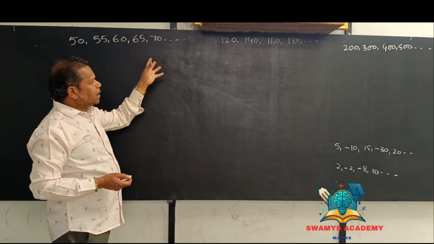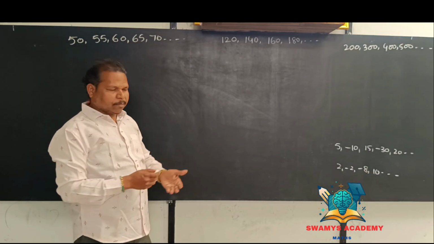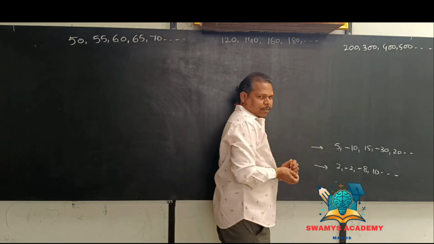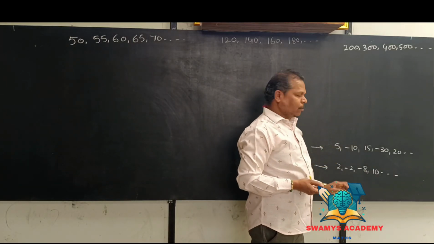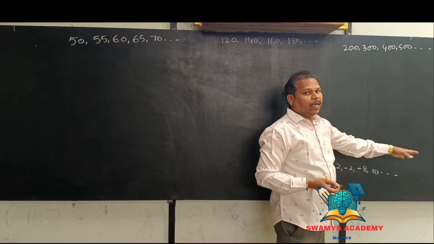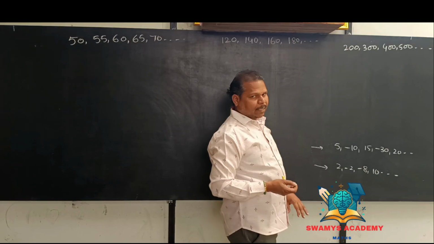In the first three terms we can say what the next number is. But for the next two sums, that is the fourth and fifth one, we can't guess which number will come next. Why? Because in 5, minus 10, 15, minus 10 there is no order arranged. Even 2, minus 2, minus 8, 10 is not orderly arranged.